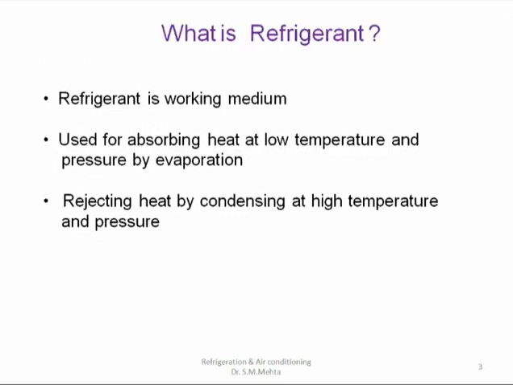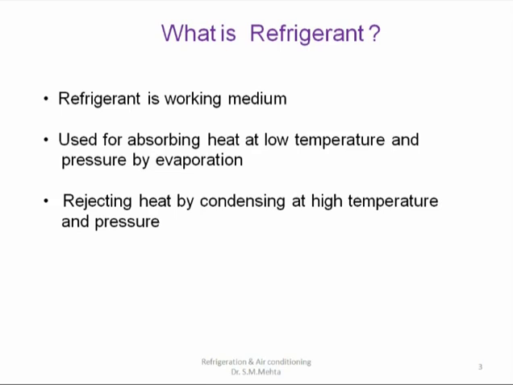Now what is a refrigerant? In the last lecture we somewhat discussed refrigerants. It is a working medium used in the refrigeration system for producing refrigeration. It actually absorbs heat at a lower temperature and pressure by evaporation. That means it absorbs the heat and gets evaporated, and rejects the heat in the condenser, which is one of the components of the vapor compression refrigeration system.